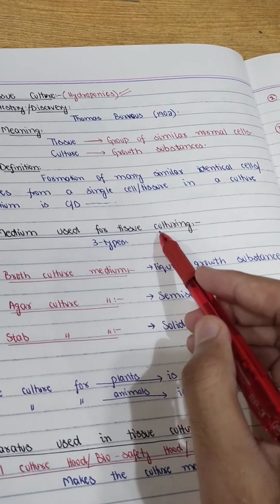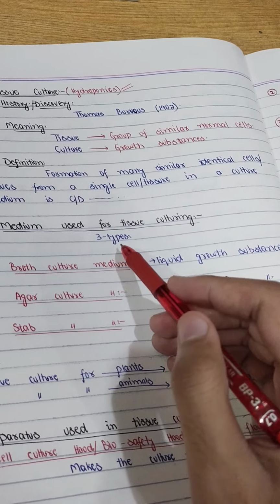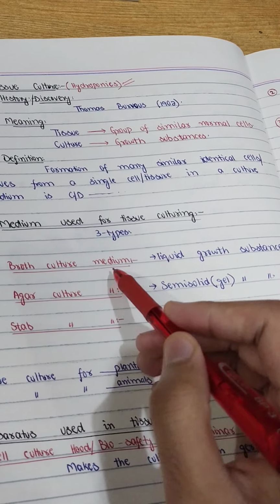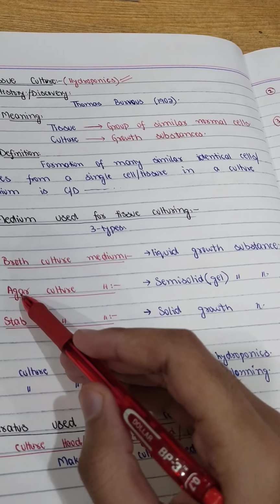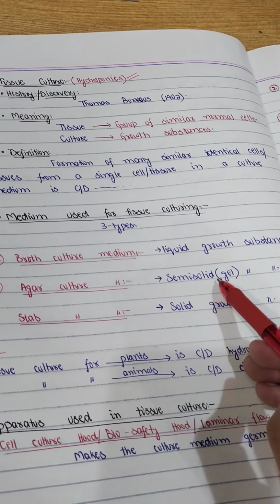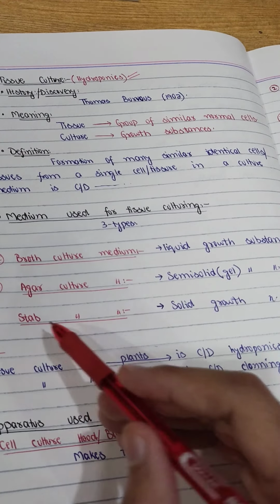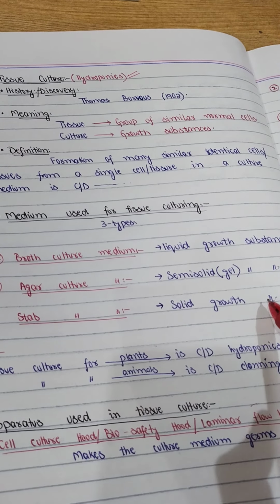So, the medium used for tissue culturing. There are three types of medium used in the process of tissue culturing. One is broth culture medium, which is a liquid growth substance. The second is agar culture medium, which is a semi-solid or gel growth substance. Then the third is solid culture medium, which is a solid growth substance.